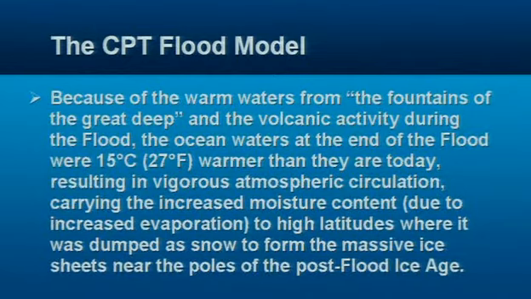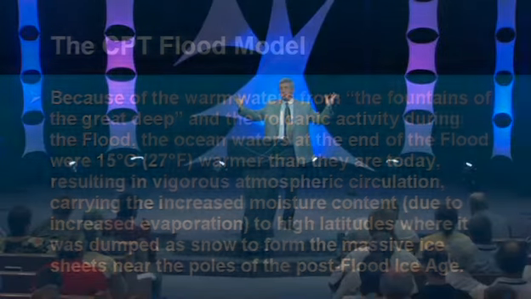Now, because the ocean waters were warmer at the end of the flood, remember all that hot water coming from inside and all the volcanic activity, the ocean waters would have been warmer, there would be more evaporation. What would that mean? More moisture in the atmosphere. The warm moisture would circulate to the poles where it would cool and it would fall as snow. And so the ice age after the flood was a direct consequence of this process during the flood.